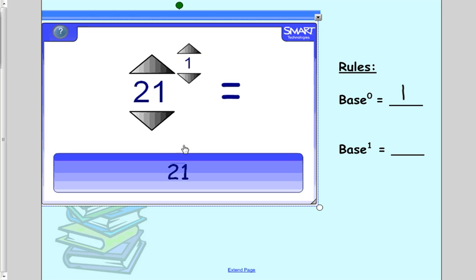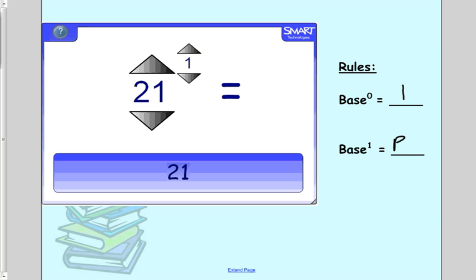21 to the power of 1 is 21. Did you notice a pattern? I can see that any time I take an exponent or a base to the power of 1, it seems to always equal whatever the base is. So we can go ahead and make a rule for that as well. Any base to the power of 1 equals whatever the base is. So go ahead and jot that down if you are taking notes too.